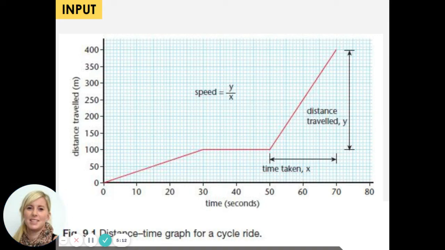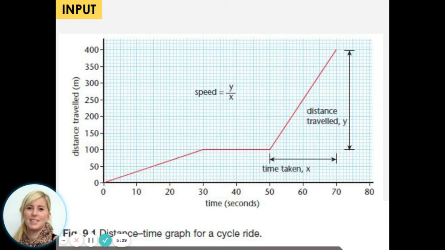So you don't do this from the horizontal section. Between 30 and 50 seconds, there's no point in working out the speed because you've stopped. You're not traveling any distance. So the speed at that point would just be 0.